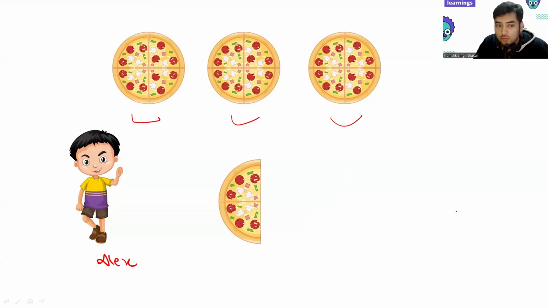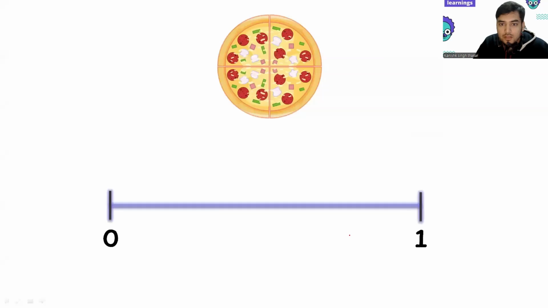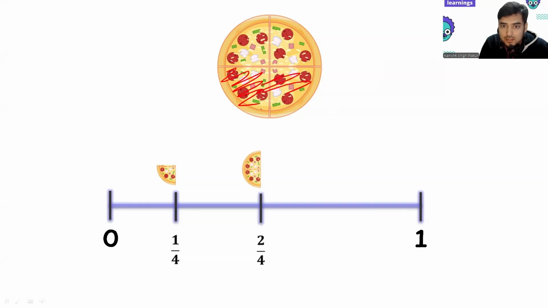So how would Alex say this? Alex only knew about whole numbers. He didn't know there is something called half, or one fourth. We represent these quantities which are not whole, which are part of something, with the help of fractions. Suppose the pizza has four parts. If I select one part out of four parts, that would be one fourth. If I select two parts out of four parts, that would be two fourth.